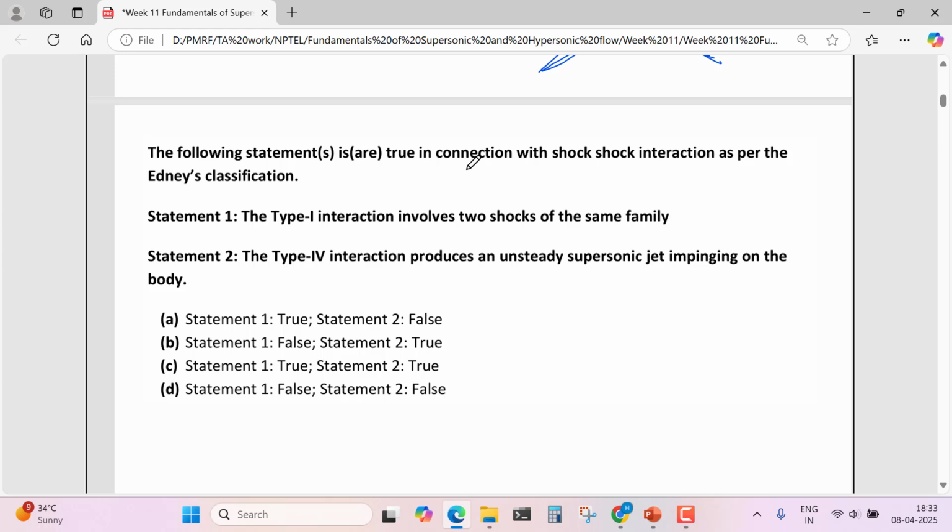So statement 1 was: type 1 interaction involves two shocks of the same family, true or false. It will be false, because the incident shock is left running and both shocks are right running. So both are of opposite family.